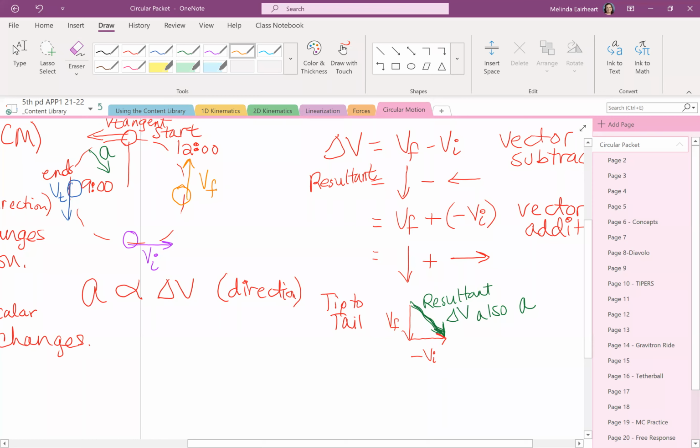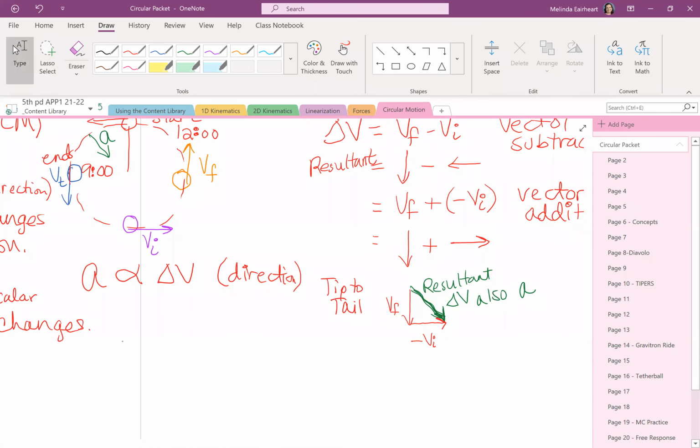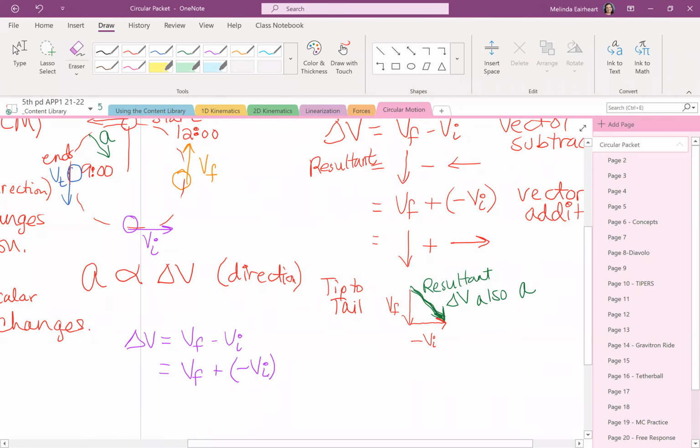So let's do the same tip to tail, vector subtraction, transition into vector addition, and see that from 6 to 3 o'clock, what direction are we accelerating? And so maybe I come down here. Delta V, we've got VF minus VI. Again, for vector addition, we're going to call that plus a negative VI. And so with our second example, final is 3 o'clock. Initial is our 6 o'clock. And so final is up plus negative right.